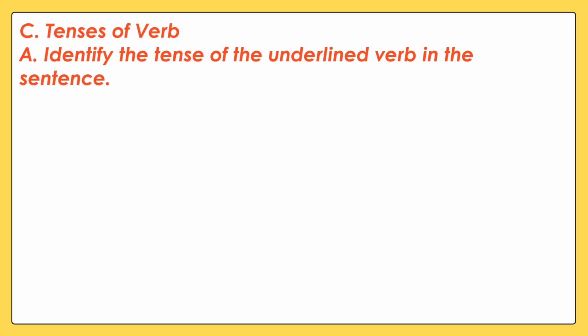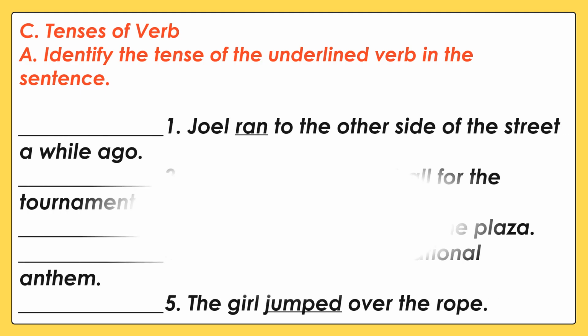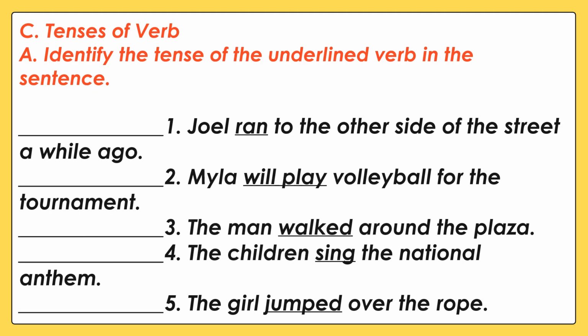Next, we have tenses of verb. Letter A, identify the tense of the underlined verb in the sentence. Number 1, Joel ran to the other side of the street a while ago. Number 2, Myla will play volleyball for the tournament.